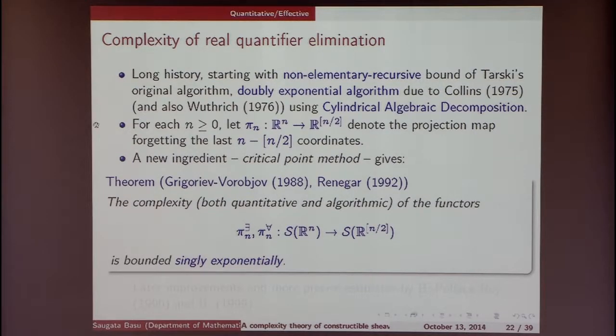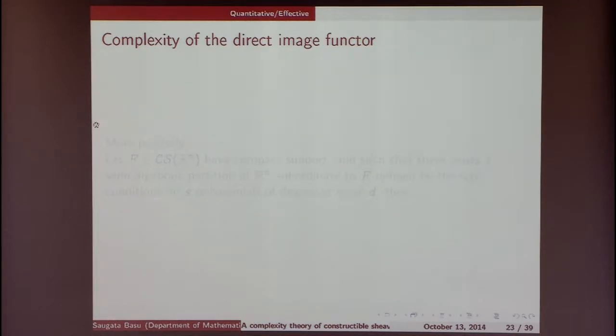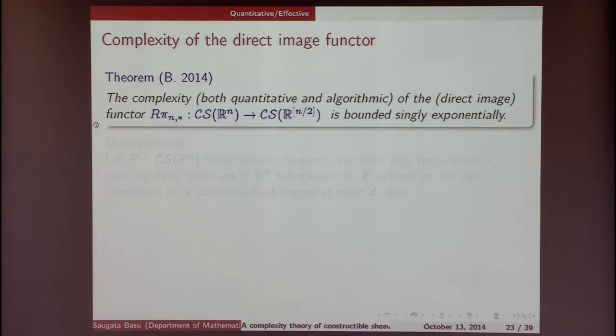Of course, their results are more precise, and then we made some more precise estimate later. But for the purposes of this talk, what's important is that the functor is singly exponential. Okay, so that's quantifier elimination, but we are going to talk about sheaves. So what can we say about the direct image functor?